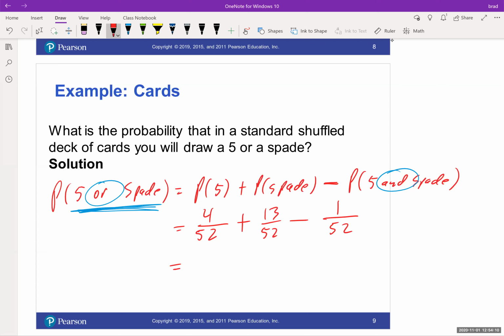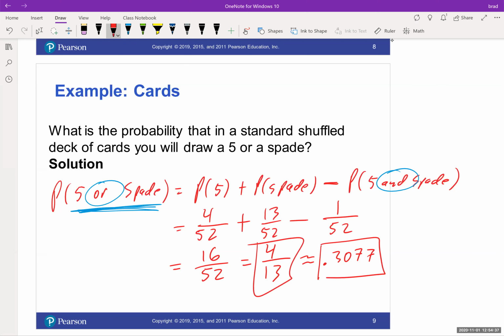Okay, so now this will become 16 out of 52. Divide by 4, that would be 4 out of 13. Let me just make sure. 4 plus 13 minus 1 divided by 52. And we get 4 out of 13. And this is also approximately 0.3077 if we round off. Okay. So I actually like fractions better always, but in the homework or on the exam, they may ask for the decimal. So there you go.